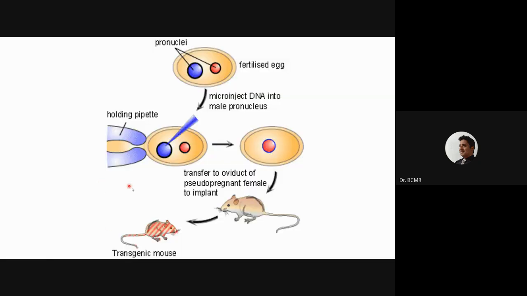So once we do that, these two pronuclei will fuse and form a nucleus, and that is put into a pseudopregnant female. I mean, it is transplanted or implanted into the uterus of a pseudopregnant female. And then when the pups come, we will get transgenic mice. If the DNA that we have put in got integrated, we'll get transgenic mice, otherwise not. So we have to perform several molecular level experiments like Southern blotting and other things to determine if it is transgenic or not.